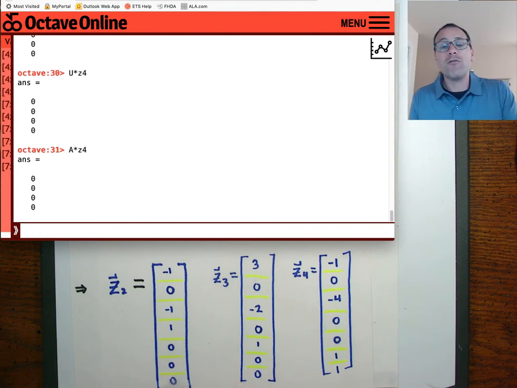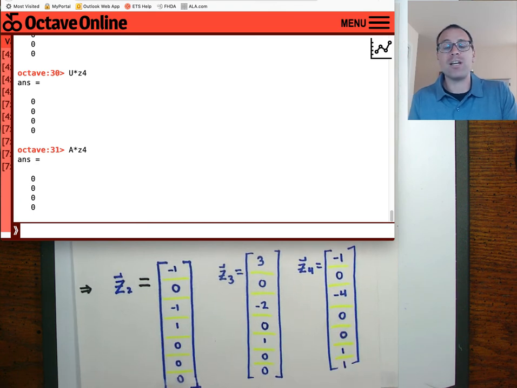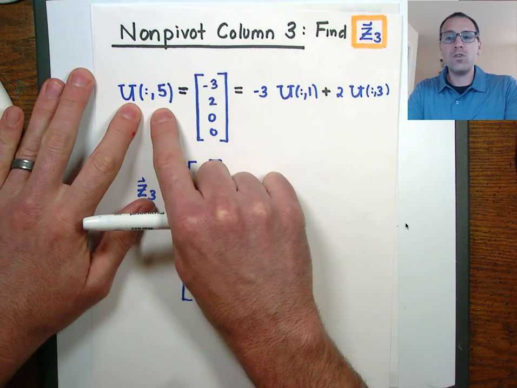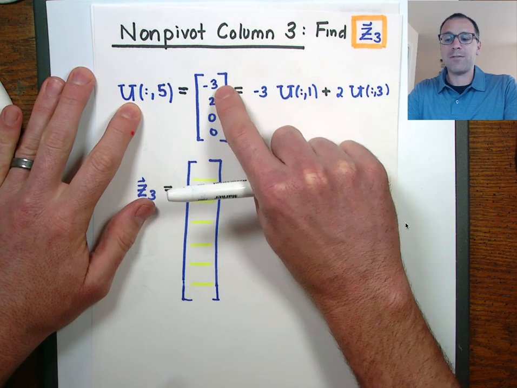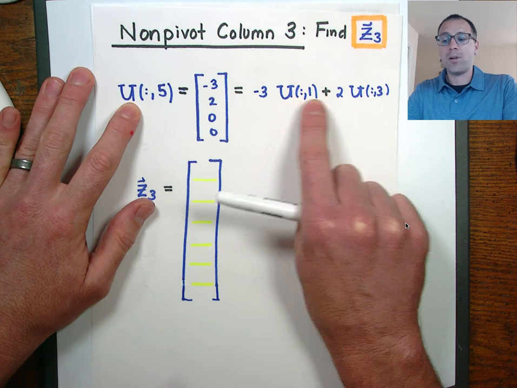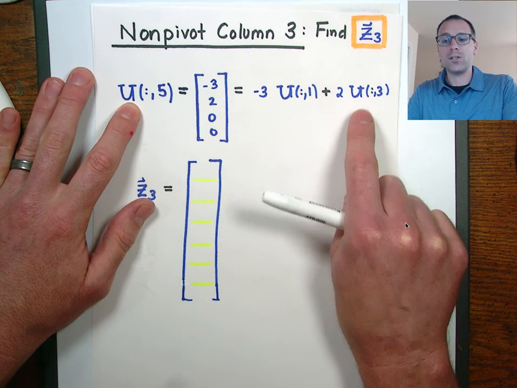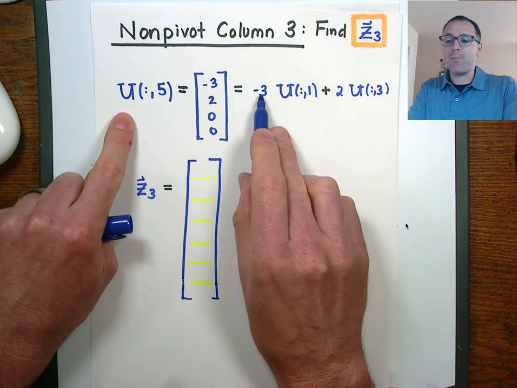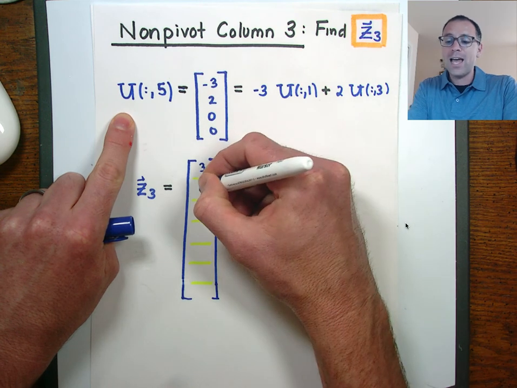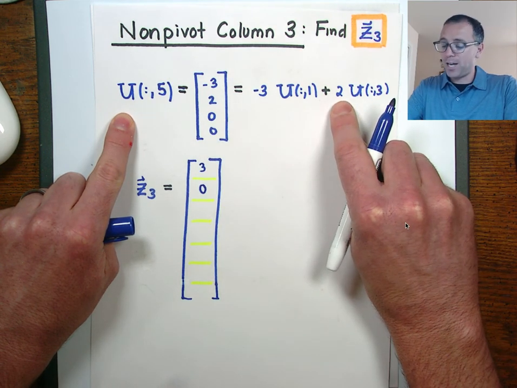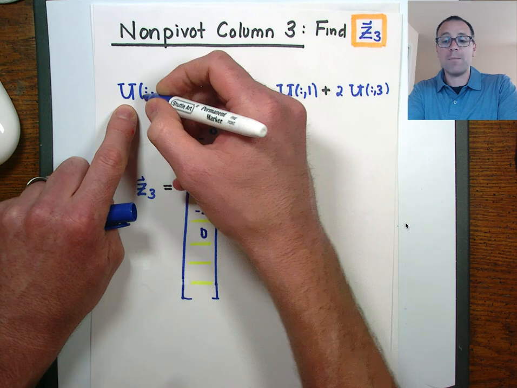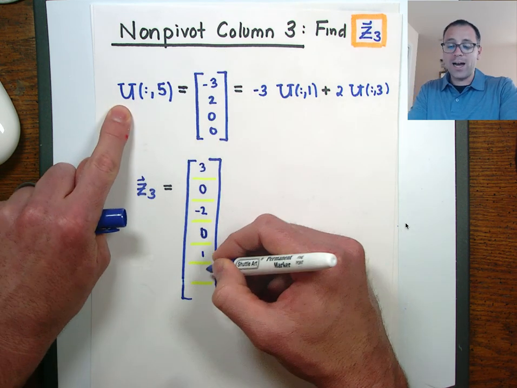Now, for good form, let's confirm analytically the same information that we just conjectured by doing pattern recognition. Using pen and paper analysis, we see that the fifth column of u, my third non-pivot column, is -3, 2, 0, 0, which is -3 times the first pivot, 1, 0, 0, 0, plus 2 times the second pivot, 0, 1, 0, 0. When I'm doing this linear combination, I'm going to bring these over to the other side. So the negative turns to positive. I have 3 times column 1, 0 times column 2. Positive turns to negative, -2 times column 3. 0 times column 4, because 4 is a non-pivot column. 1 times column 5, and then 0, 0.